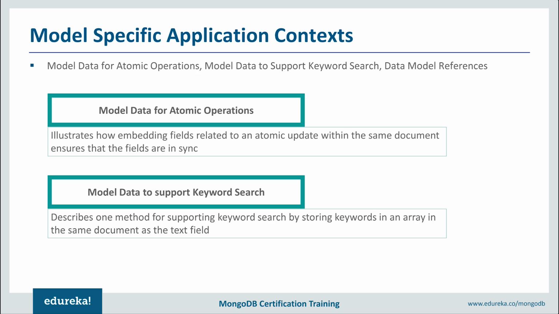90% of the time we'll go with atomic operations. If you go with atomic operations, you always go with the embedded document. The second thing is that it supports keyword search. Keyword search means if I enter a keyword, it has to go through the entire collection and bring the data for you. There, an embedded document will not work for you. There you need to go with the reference one.